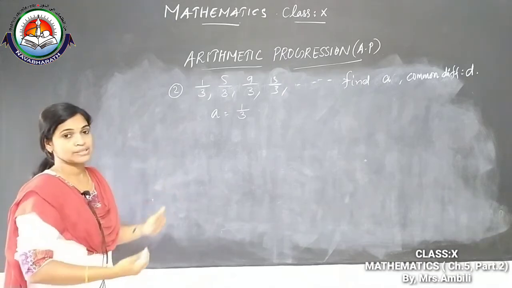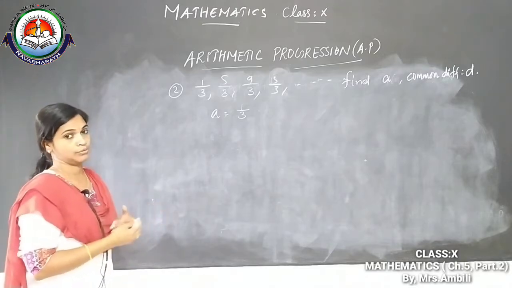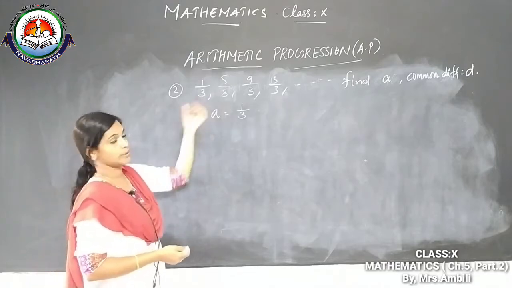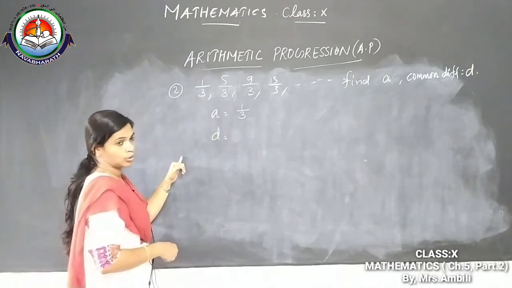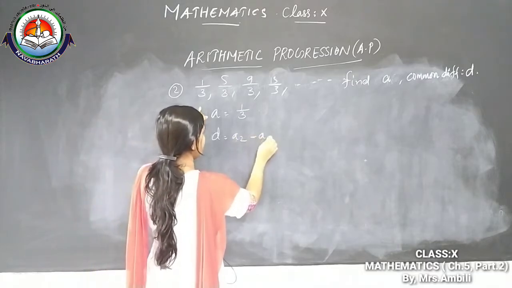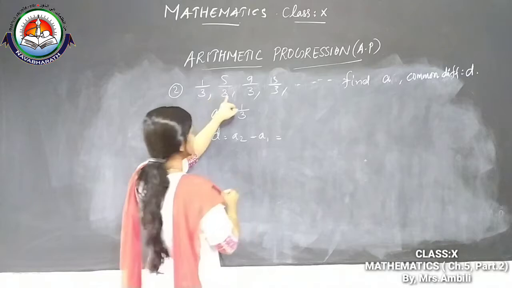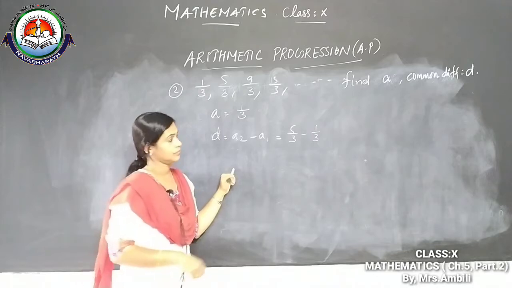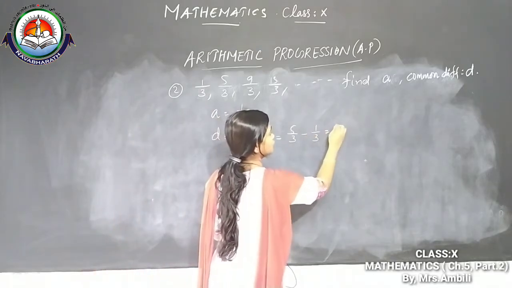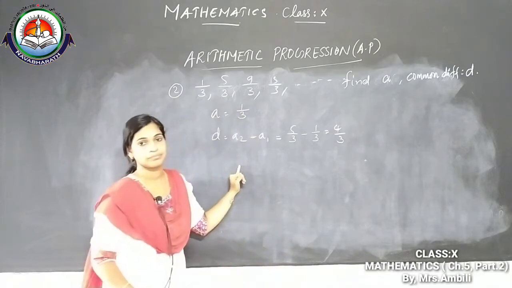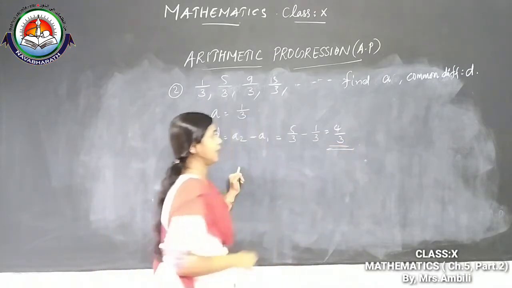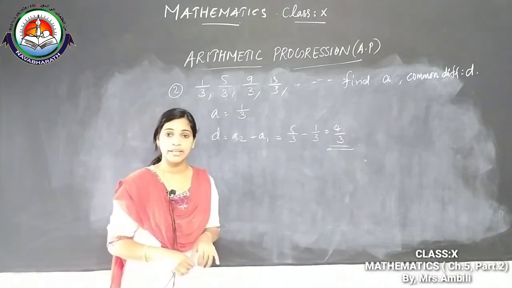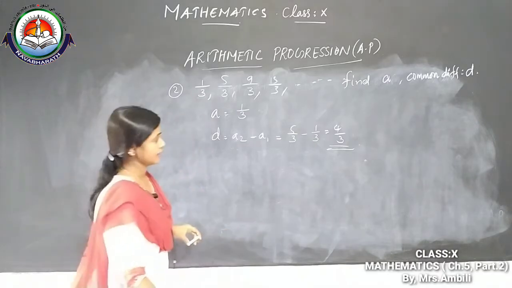Okay. Then we need to find out the common difference D. So what is common difference D? It is the difference of the successive terms. Okay. Any 2 terms you can take. I am taking the first 2 terms. So common difference D equal to A2 minus A1. So what we will get? 5 by 3 minus 1 by 3. What is 5 by 3 minus 1 by 3? Equal to 4 by 3. Okay. So first term A equal to 1 by 3 and common difference equal to 4 by 3. Clear?